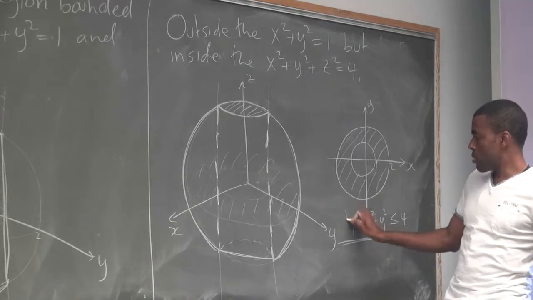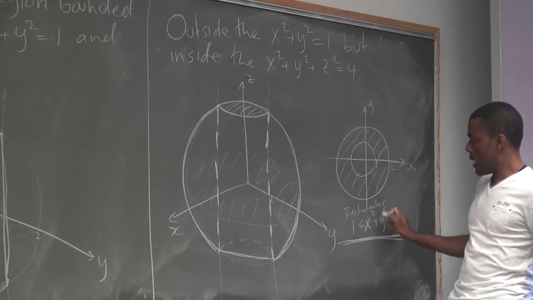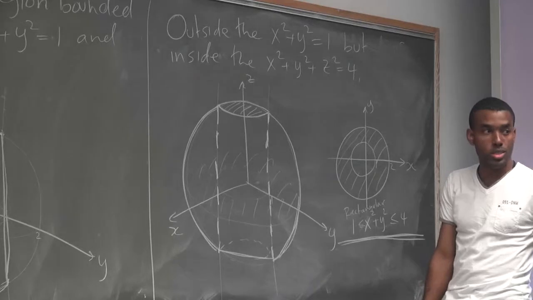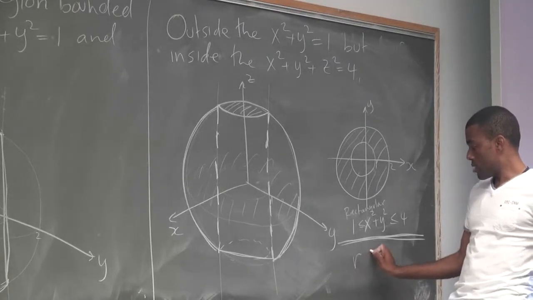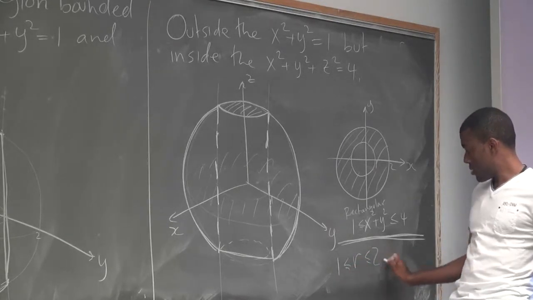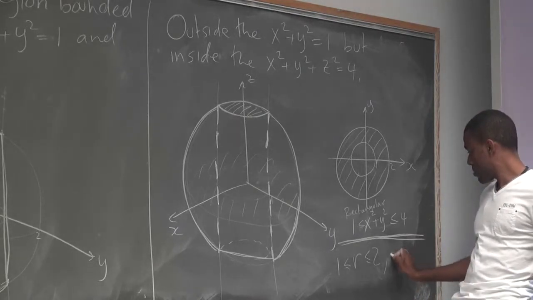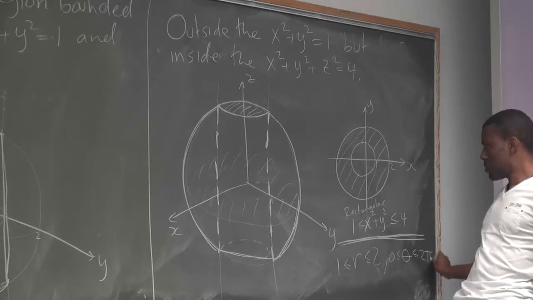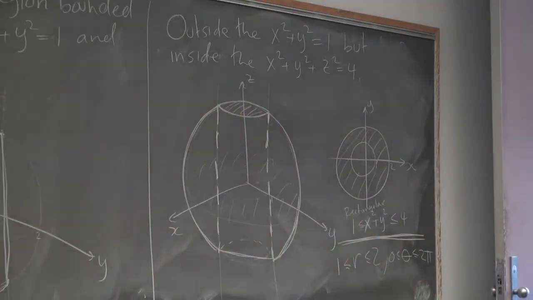So this is what we call rectangular coordinates. I want the description in polar coordinates. Yeah, r is between 1 and 2, and theta is between 0 and 2 pi, because this is a full revolution. Okay. Let's move on to 10.7.